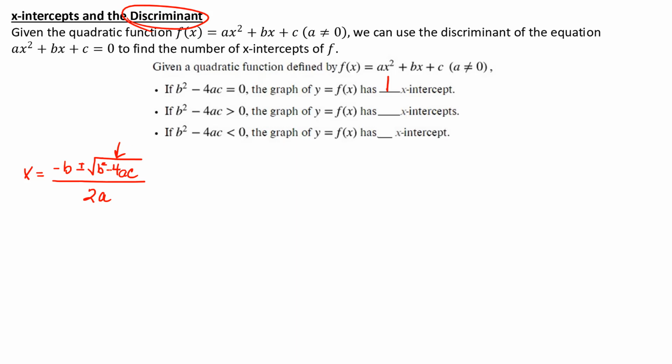If b squared minus 4ac is greater than 0, so if the stuff inside the radical is positive, then you're going to get two answers for x, negative b plus the square root of that over 2a and negative b minus the square root of that over 2a. So there will be two x-intercepts in that case. If b squared minus 4ac is less than 0 under that radical, you're getting an imaginary amount for that radical. So you're getting two complex solutions, and that means that there are no x-intercepts. So that would be 0.